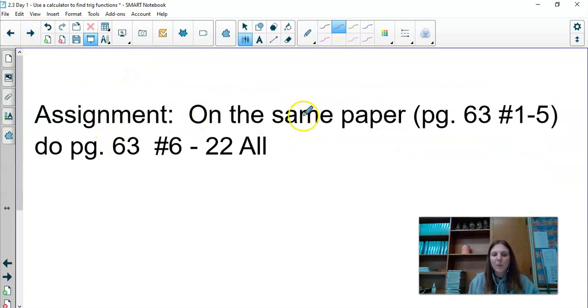So on the same sheet of paper that you used for those first problems that we worked together, continue working on 6 through 22 all.